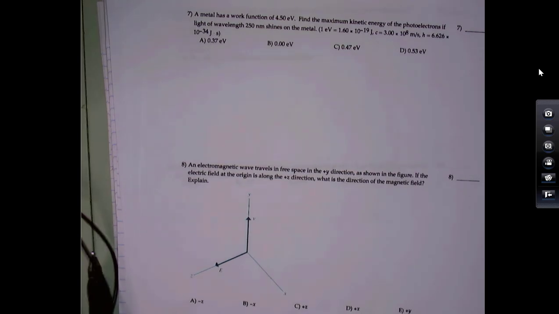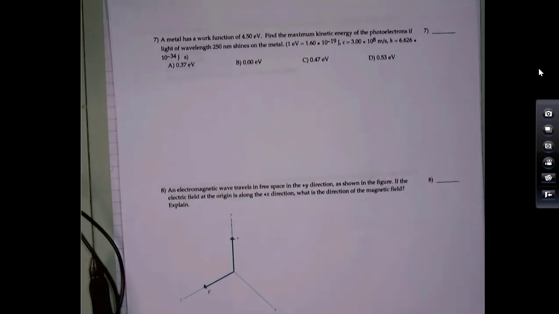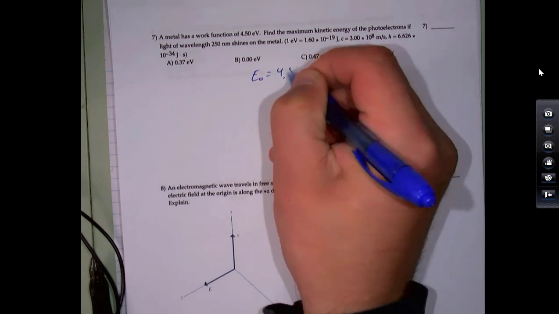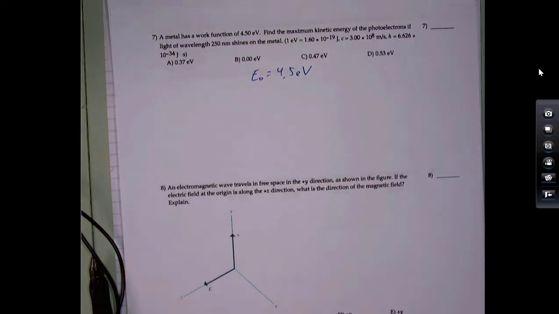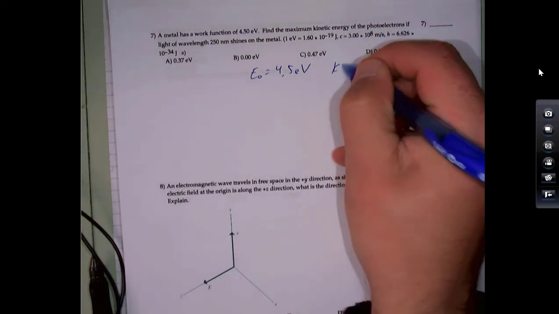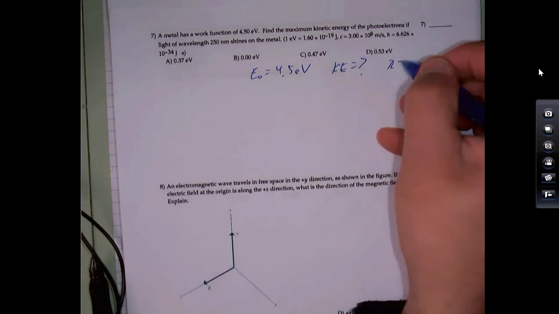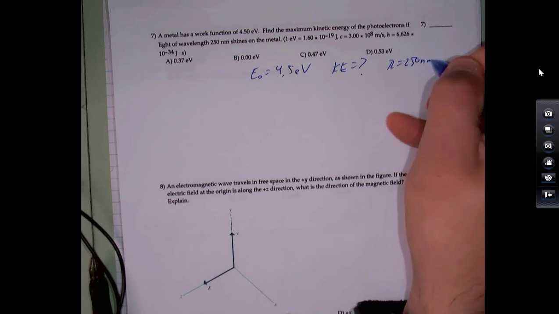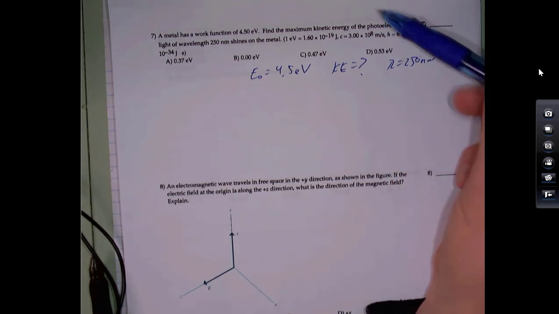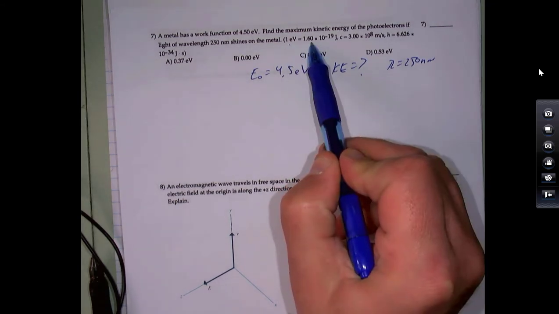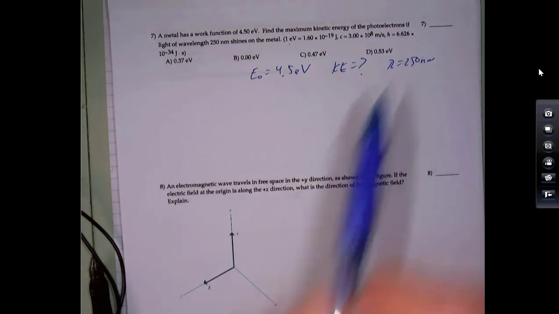Next problem is also from chapter 28. A metal has a work function. So remember, that's the minimum amount of energy needed to liberate an electron from metal. Find the maximum kinetic energy if light of wavelength 250 nanometers shines on the metal. And here are some conversion factors: 1 eV is this many joules, the speed of light, Planck's constant.